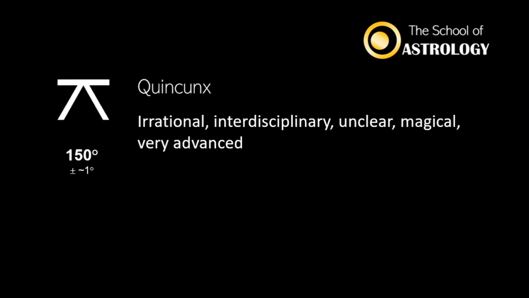The quincunx is an interesting aspect of 150 degrees. It's maybe a little bit of Neptune quality, irrational, interdisciplinary, unclear, magical, and very advanced. So planets that are connected by a quincunx are typically of some magical relation. The quincunx is also a main component of the Yod aspect figure. You may check out our other video that we have especially dedicated to the Yod figure, which connects 3 planets with twice 150 degree quincunx and a sextile.